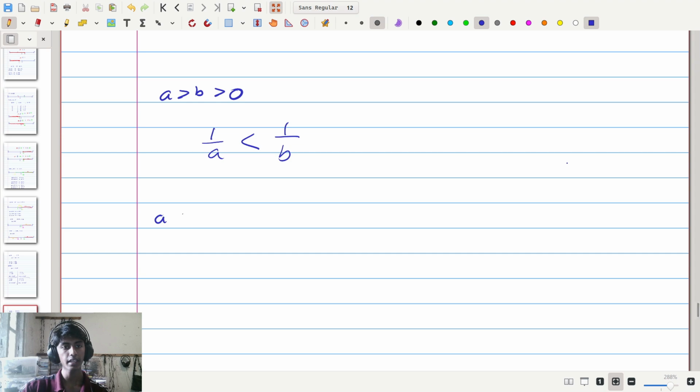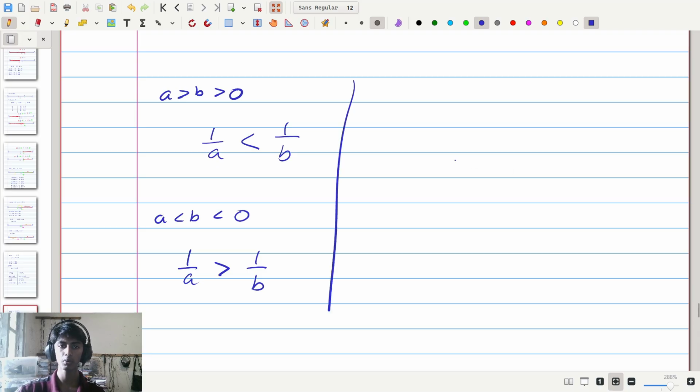Similarly, if A is less than B and both of these are negative, then we have two negative numbers and A is a bigger negative number than B. So if we do 1 divided by A and 1 divided by B, we have a negative value of A and a negative value of B. Since A is a bigger negative number, 1 divided by A is going to be a smaller number, but still a negative number. So A being a bigger negative number means 1 divided by A is more towards the positive direction than 1 divided by B. Therefore, 1 divided by A is greater than 1 divided by B.